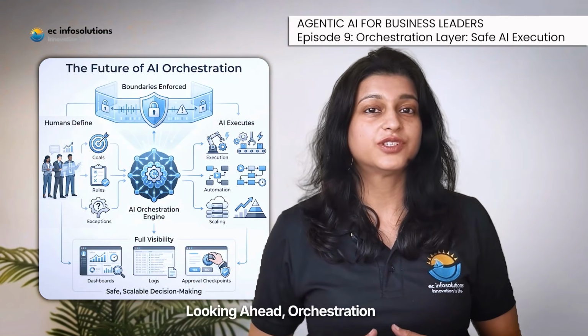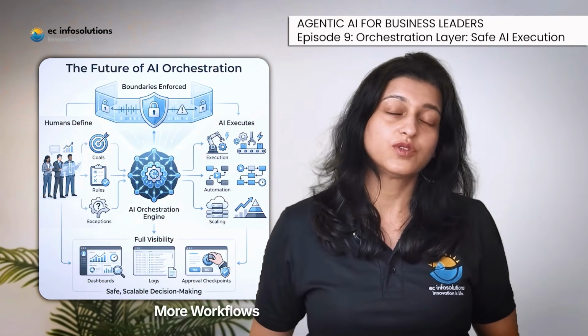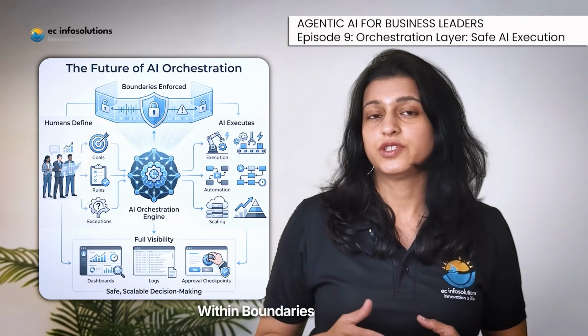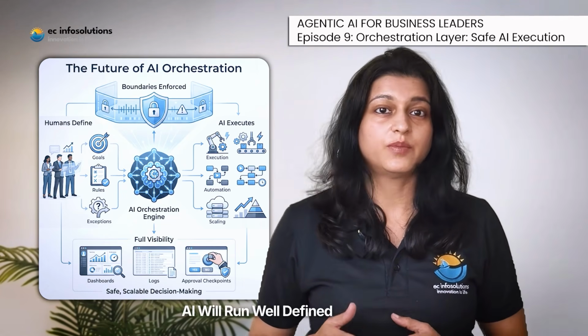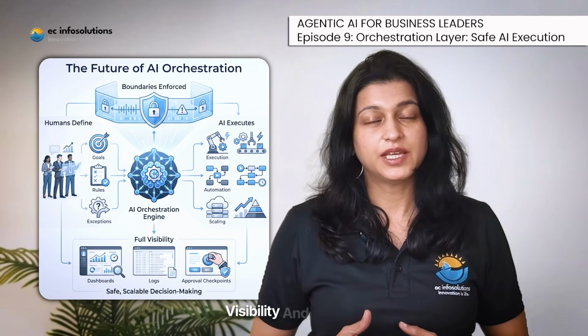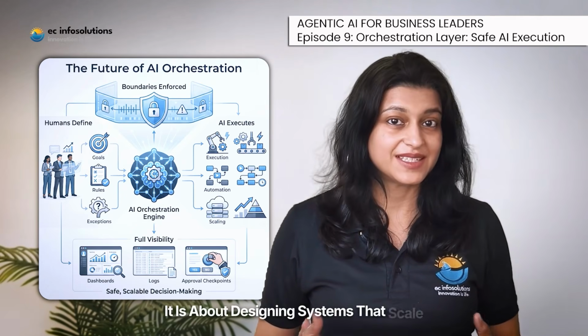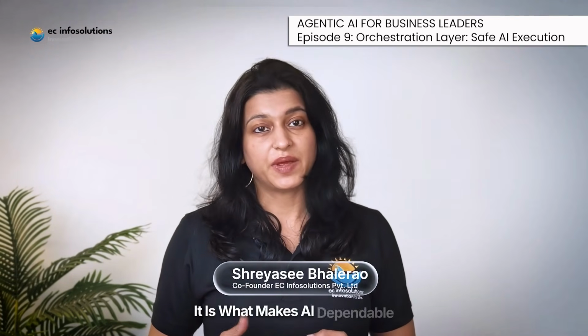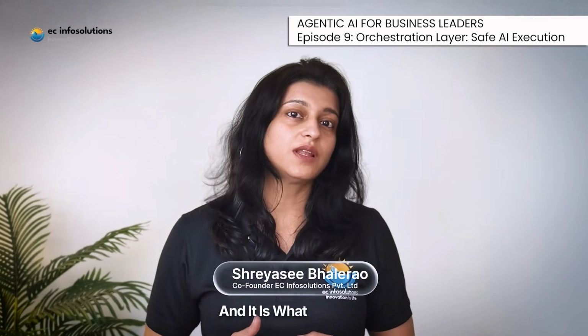Looking ahead, orchestration will allow AI to manage more workflows autonomously, but always within boundaries you define. AI will run well-defined processes. Humans will set goals, rules, and exceptions. Leaders will retain visibility and control. It is about designing systems that scale decision-making safely. The orchestration layer is the operational backbone of agentic AI. It is what makes AI dependable and governable, and it is what allows AI to move from isolated tasks to real business outcomes.